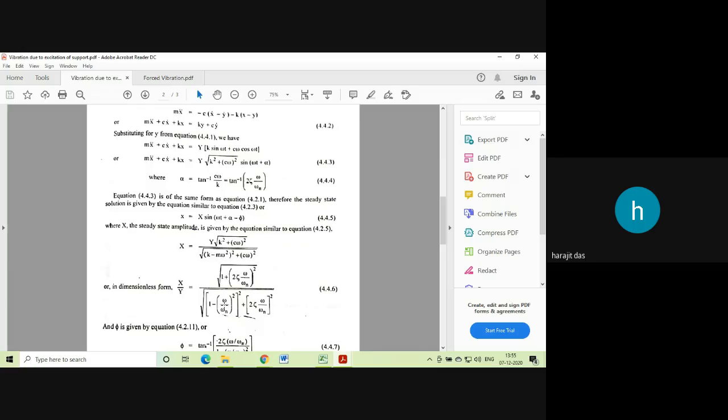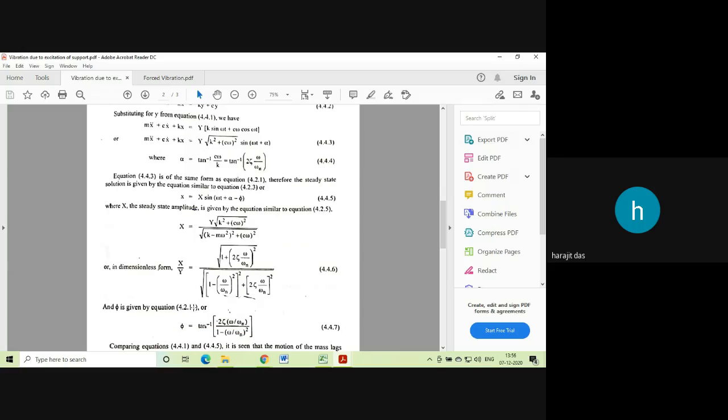So 1 minus m omega square by k. Again you need to write omega by omega n whole square, then full bracket, then you need to give the square, because the square is there. So for c omega by k, this is 2 zeta omega by omega n, again under whole square. So this is the actual expression of the steady state amplitude due to the vibration of the support.